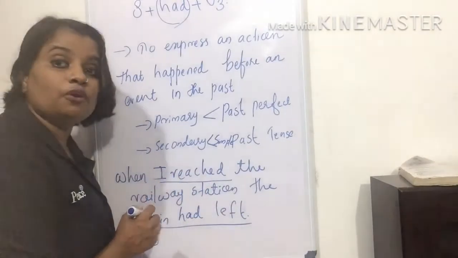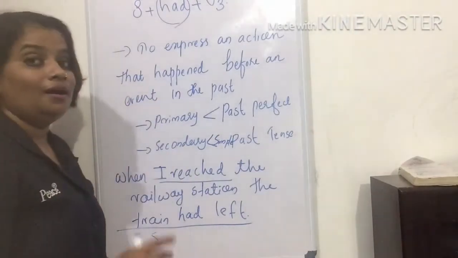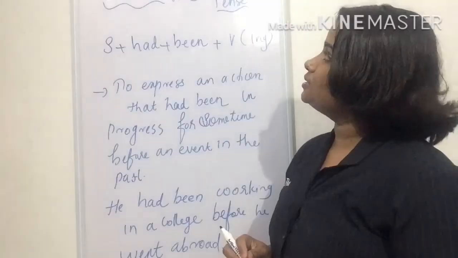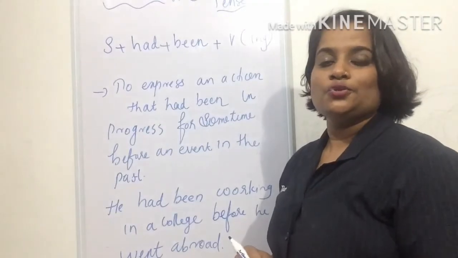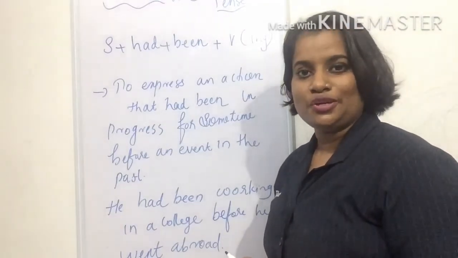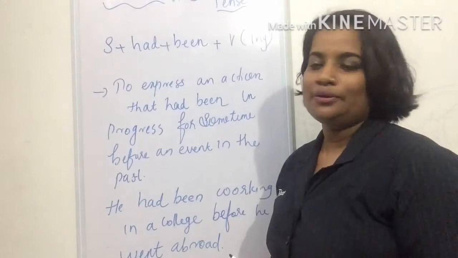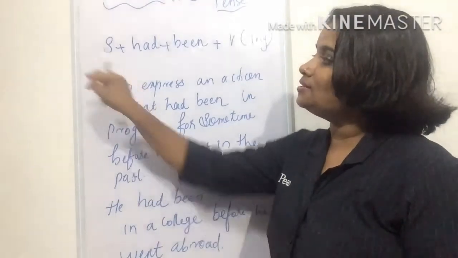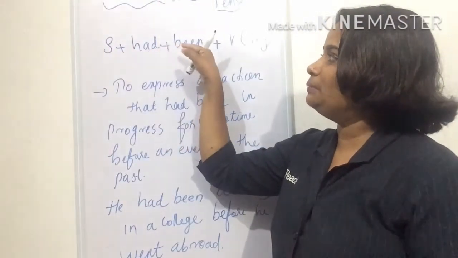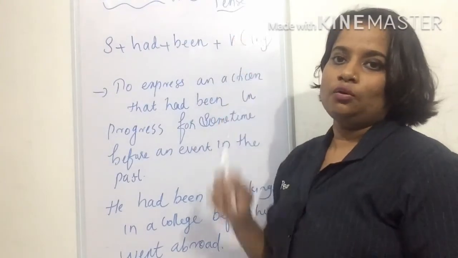Reached. Did form means V2 form. Okay. Now do you understand? The continuous tense. In the form of continuous tense, we are always using the ing form of the verb. So the structure of the statement is subject had plus been plus ing form of the verb.